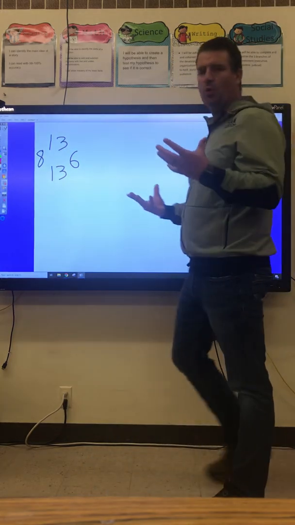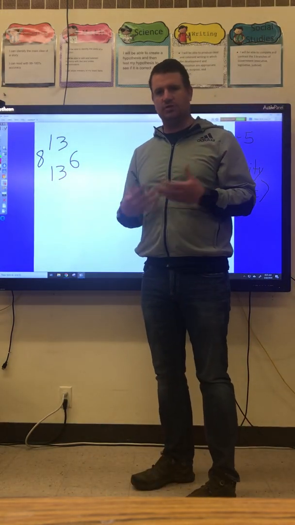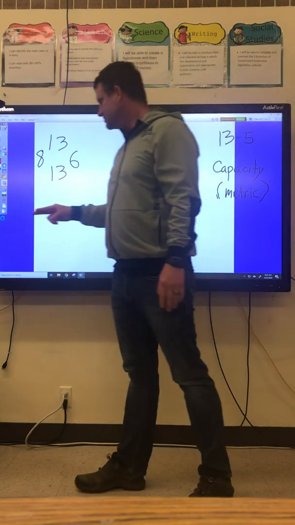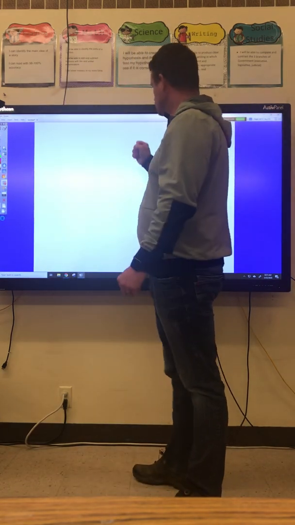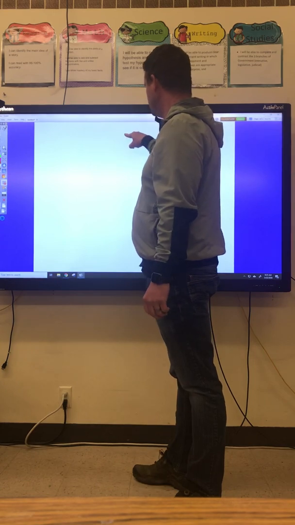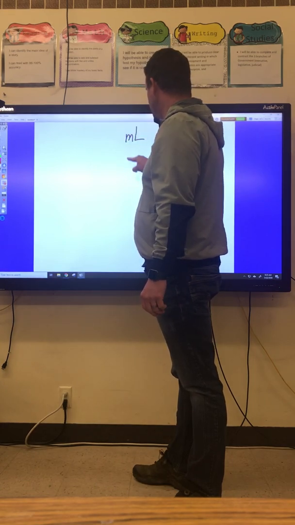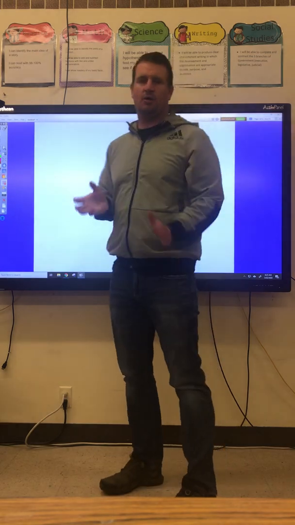Capacity is how much something can hold, usually in fluid units. That's what we're going to be using today. So we only have two that we use on this. For metric, we have milliliters and liters. So our conversion is this.